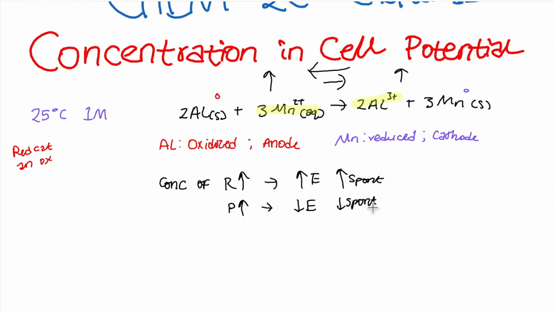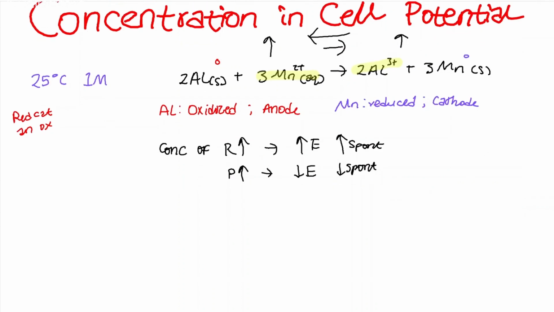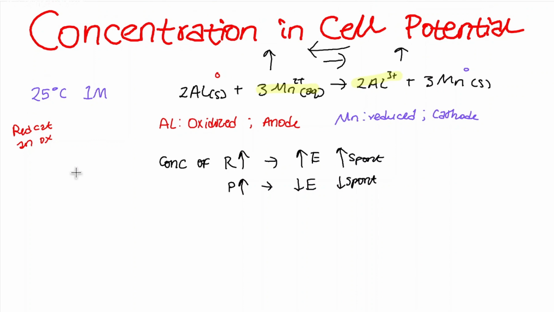And that's an important thing to remember. So now I'm going to ask not a bunch of questions, just 2 different questions. So let's say in this reaction, you're given the aluminum is equal to 1 molar and the manganese is equal to 3 molar. So they were both initially 1, but then this increased. What would happen to the reaction?